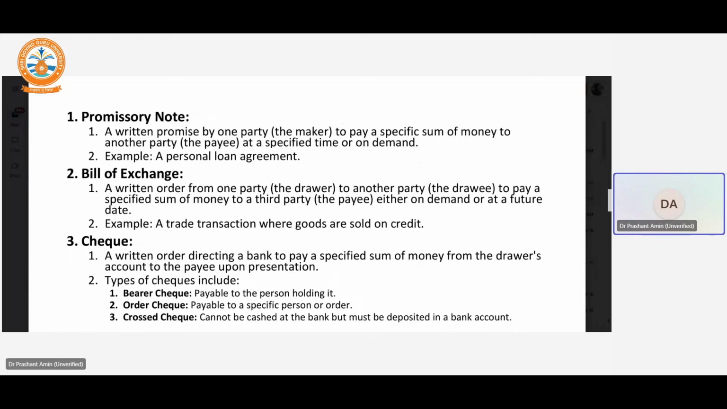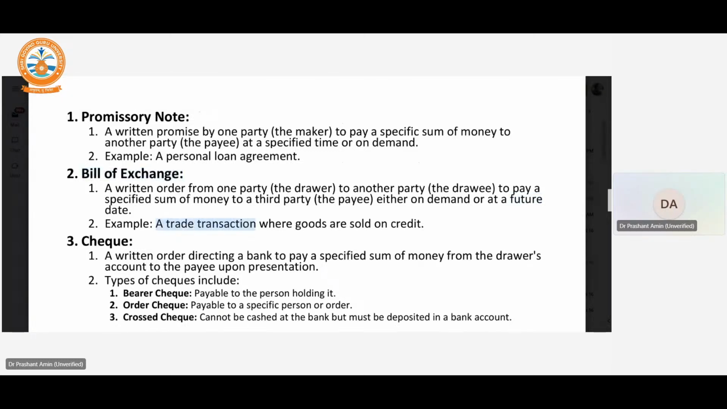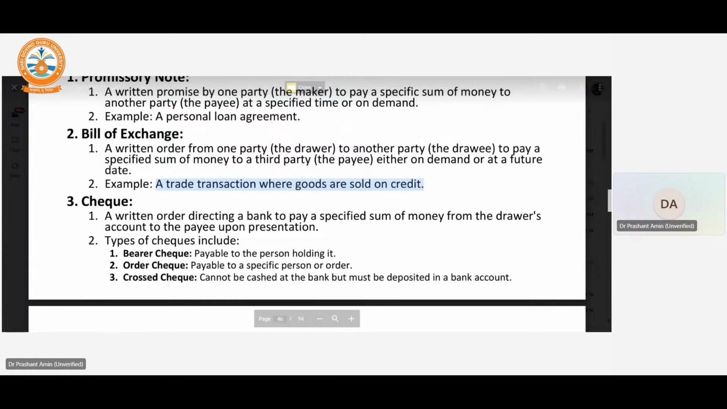Bill of exchange is a written order from one party, called the drawer, to another party, called the drawee, to pay a specific sum of money to a third party, called the payee, either on demand or at a future date. So that is called a bill of exchange. A trade transaction where goods are sold on credit is an example of a bill of exchange.